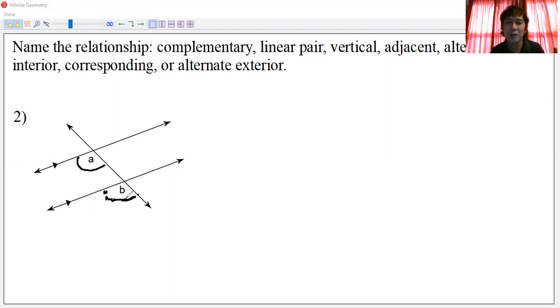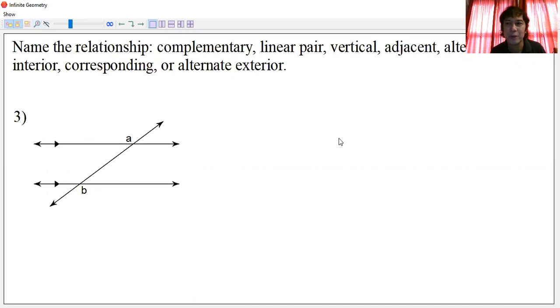And you call this a corresponding angle pair, okay? So you shall be able to check your answer. This is called a corresponding angle pair. All right, so that goes to our second number. Let's continue with number 3. All right, here's number 3.